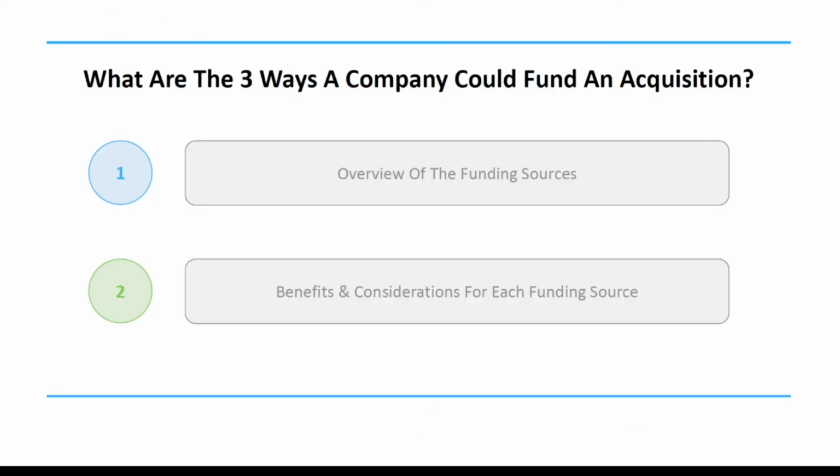Hopefully you now have a better understanding of the 3 ways a company can fund an acquisition. And if this topic is ever brought up in an interview, you can rattle off the advantages and disadvantages to each funding source.